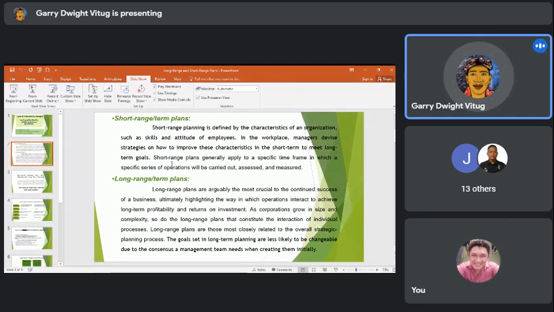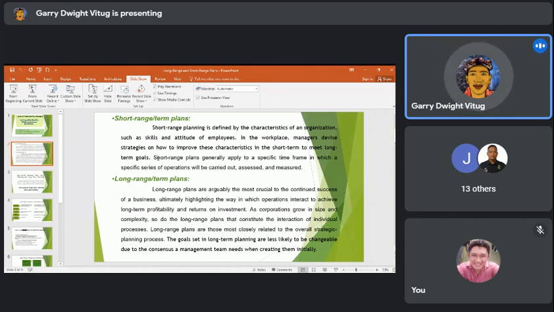While long-range plans po are arguably the most crucial to the continued success of a business or in an organization. Ultimately po, highlighting the way in which operations interact to achieve long-term profitability and returns on investment po. So as corporations grow in size and complexity po, so do the long-range plans that constitute the interaction of individual processes po. So long-range plans po are those most closely related to the overall strategic planning process.